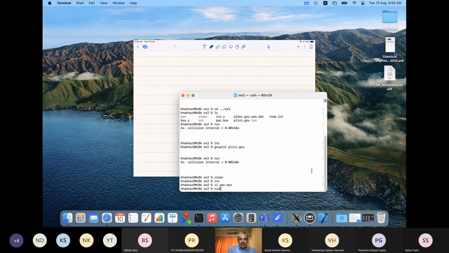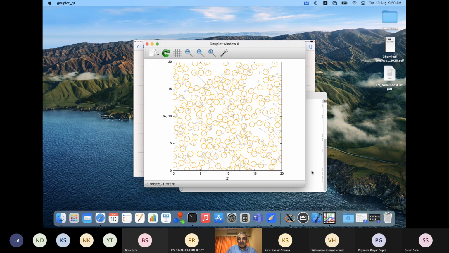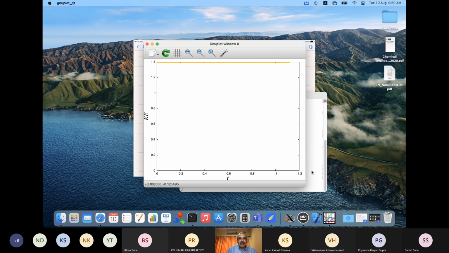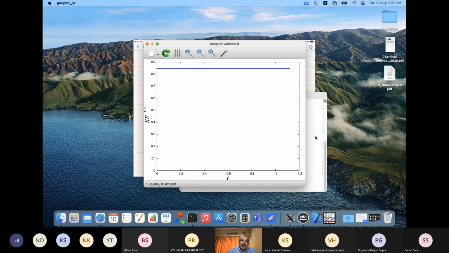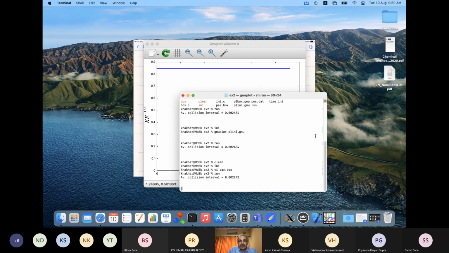And now if I run it, here is the position of the particles. Can you see the orange lines? Is it visible to you? Yes, sir. So you can see that if the coefficient of restitution is 1, there is no loss of energy, and as required, the kinetic energy is constant. And of course, the square root of this is also a constant.